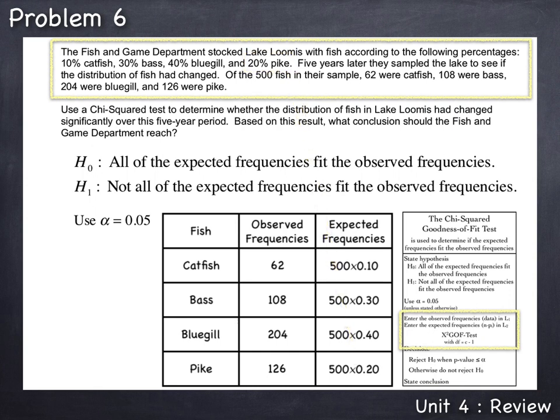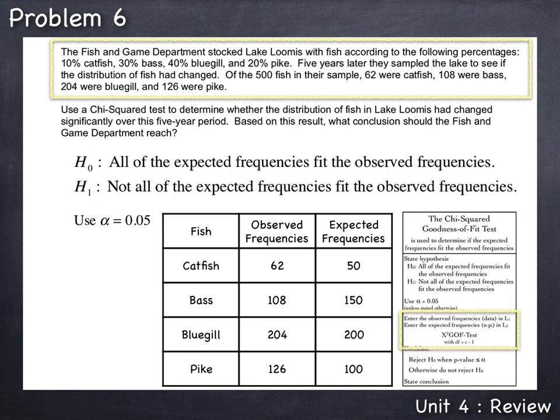So entering in these n times p values into the second list, we get the expected frequencies. So we find that we expected to have 50 catfish in this sample, 150 bass, 200 bluegill, and 100 pike if the proportions 5 years later were actually to remain the same or not change over this 5-year period.